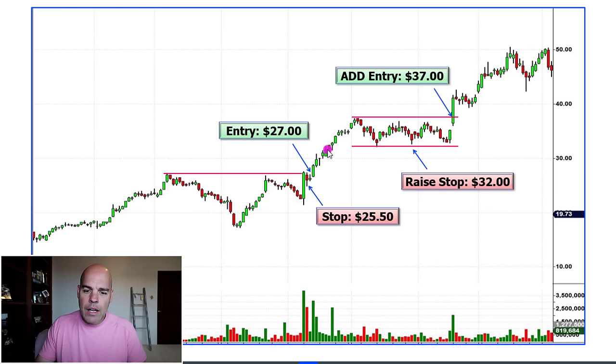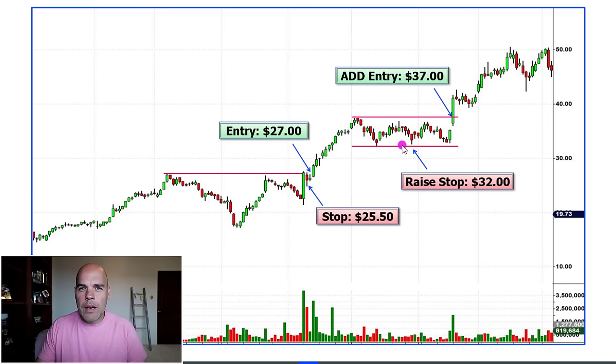So you have a $10 move in, let's call it two and a half weeks. Maybe three. That's $1.50 stops. So it's about a 7R move, not quite 7R. Pulls back, consolidates, retests, and then boom, there's an opportunity to add. You don't have to add. It's not a great add. Why? Because you can't raise your stop all that much, right?